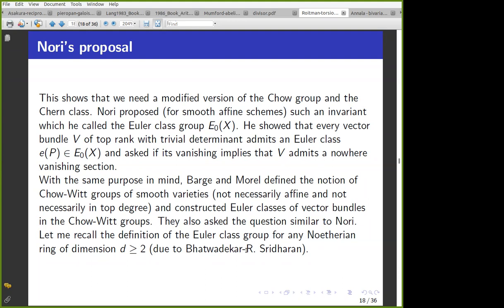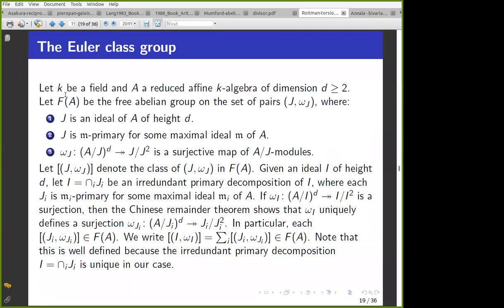Let me recall the definition of Euler class group for any Noetherian ring of dimension at least 2 due to Bhattacharya and R. Sridharan. This is not the definition of Chow-Witt group by Barge-Morel. This is just Euler class group. So what's the definition? Let K be any field and A a reduced affine algebra of dimension at least 2. Take F of A to be the free abelian group on the set of pairs (J, omega J), where J is an ideal of height d and J is M-primary for some maximal ideal M of A.